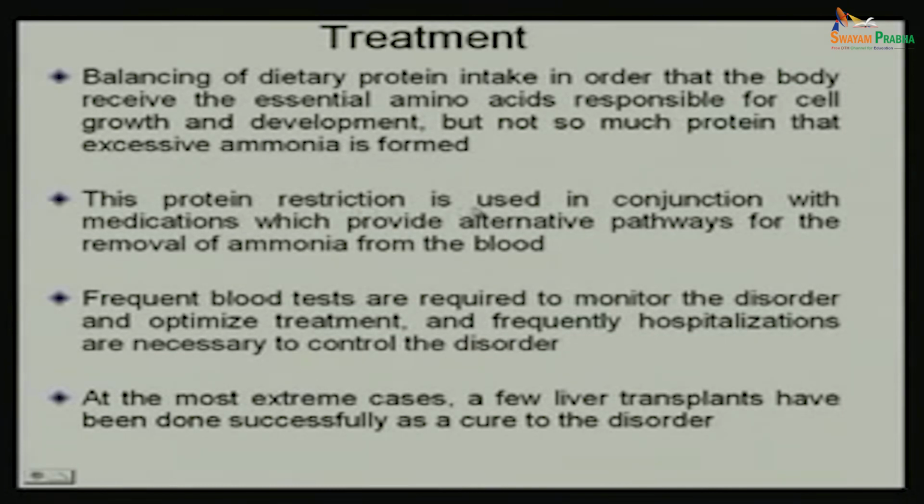This protein restriction is used in conjunction with medication which provides alternative pathways for the removal of ammonia from the blood. Frequent blood testing is required to monitor the disorder and optimize treatment, and frequent hospitalizations are necessary to control this disorder. In the most extreme cases, a few liver transplantations have been performed successfully to cure this disorder.